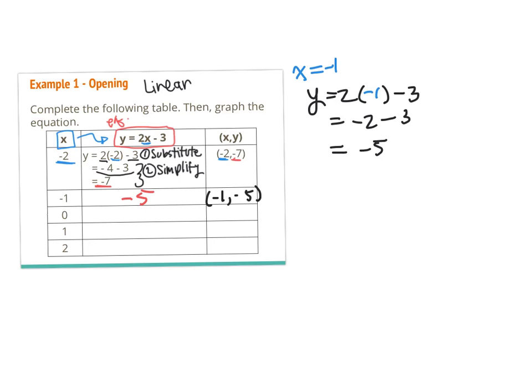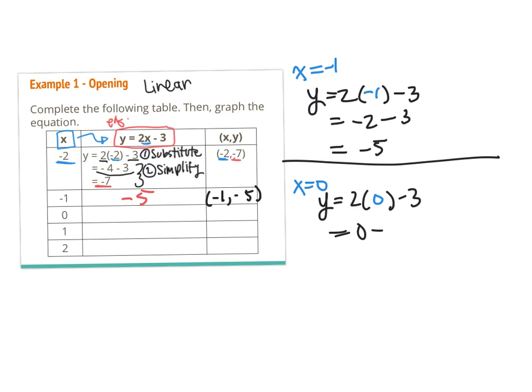Same idea. Let's say this time I wanted to do x equals 0. So then y equals 2 times 0 minus 3. 2 times 0 is 0. Minus 3, it's going to be -3. So in here goes the -3. And out here goes the 0, comma, -3. Pretty simple. So now let's use this idea to make the quadratic table.